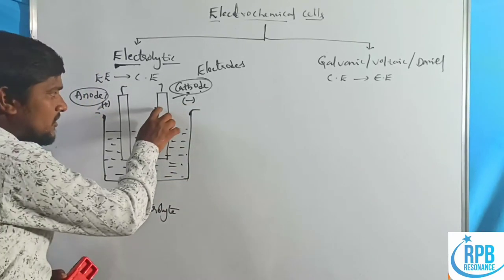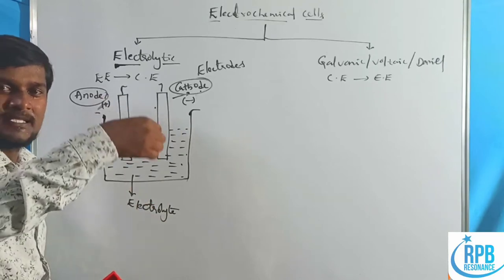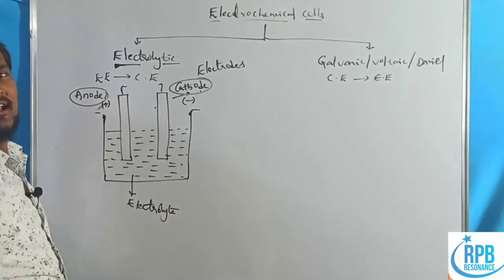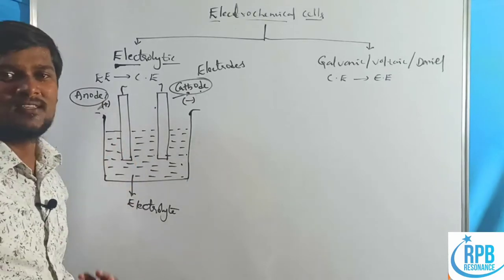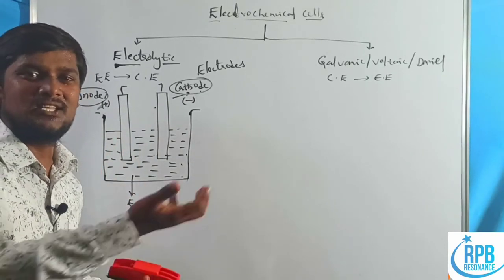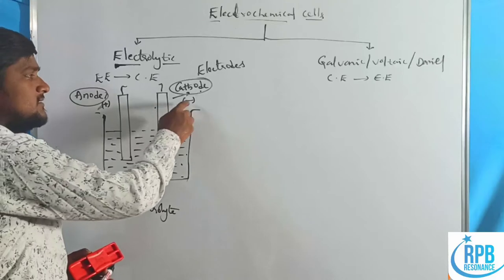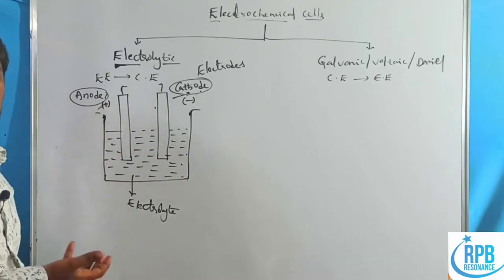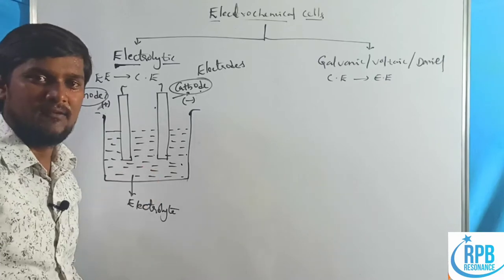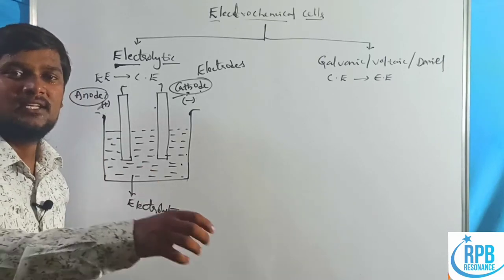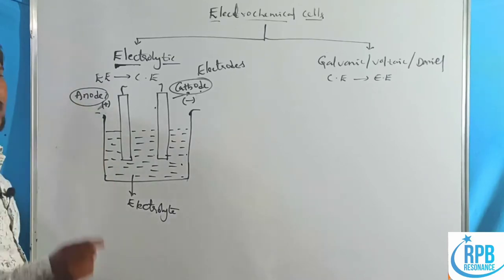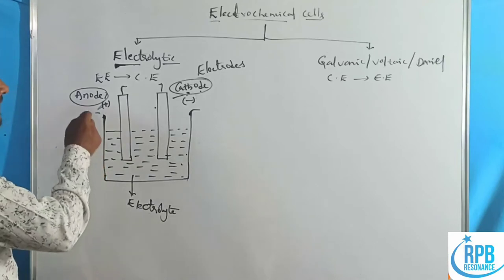So the electrical rod dipped in the electrolytic solution which attracts the cations is called the cathode. Whenever it attracts the cations, it has a negative charge, and only then does it attract the cations. That's why it is called cathode. The other attracts the anions. Whenever it has a positive charge, only then does it attract the negative charges, the anions. That's why it is called anode. This is the simplest representation of an electrolytic cell.